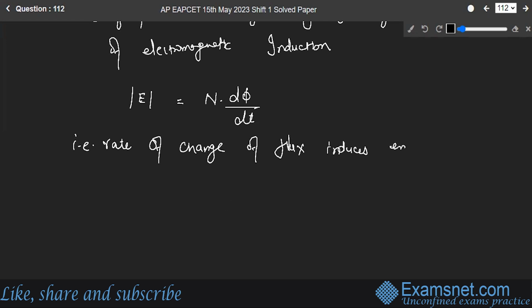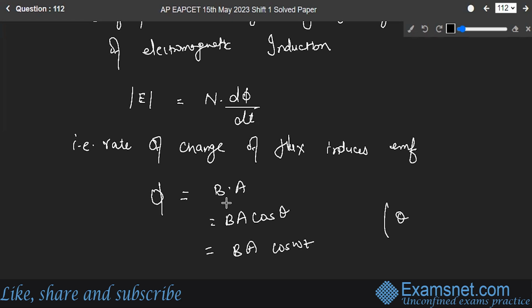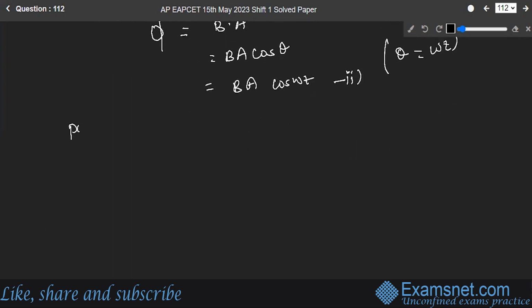So the flux is given by B into A, that is the dot product of B and A, that is BA cos theta, that is equal to B into A cos omega t. You know theta is equal to omega t. Let's say this is equation 1 and this is equation 2. So let's put the value of flux in equation 1. So put 2 in equation 1.